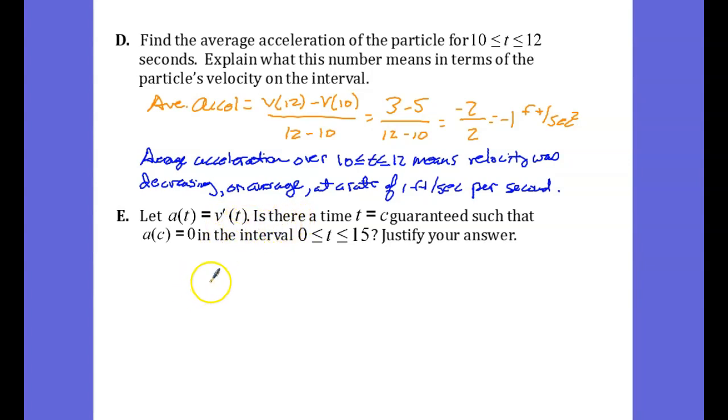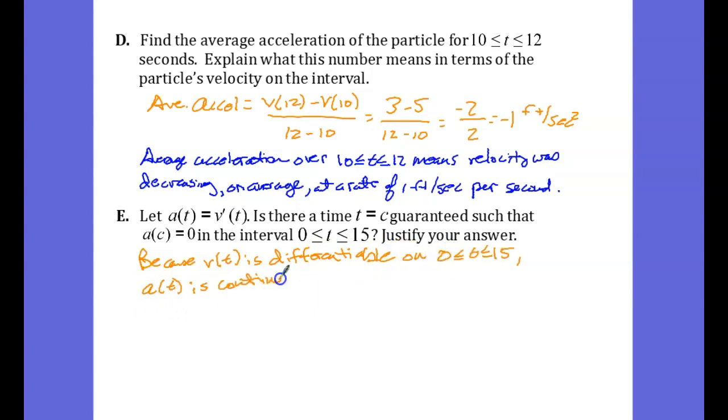The first argument that I need to make is that this derivative is continuous. Well, since velocity is differentiable, remember that differentiability implies continuity, but it doesn't work the other way around. So because v of t is differentiable, they told me that in the problem, on the interval, that means that acceleration is continuous. Now let's go to our table and think about what this means.